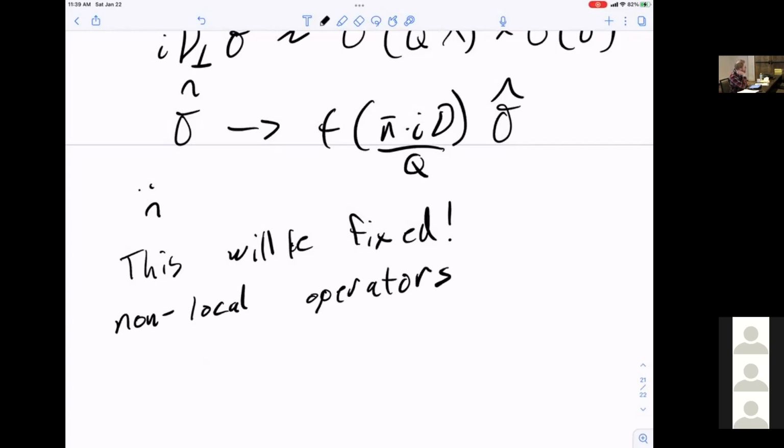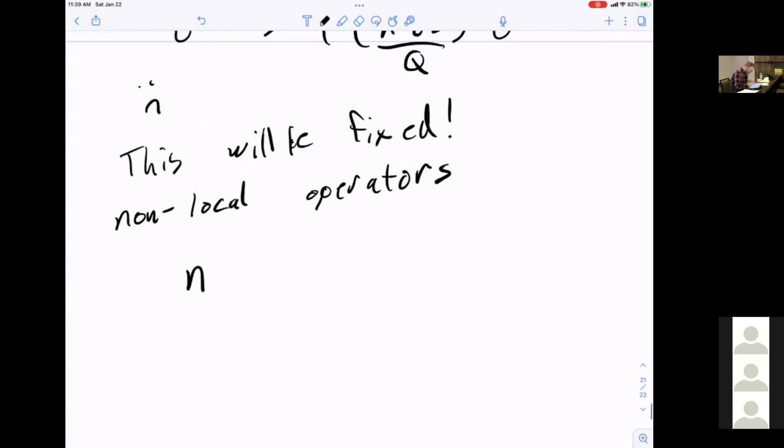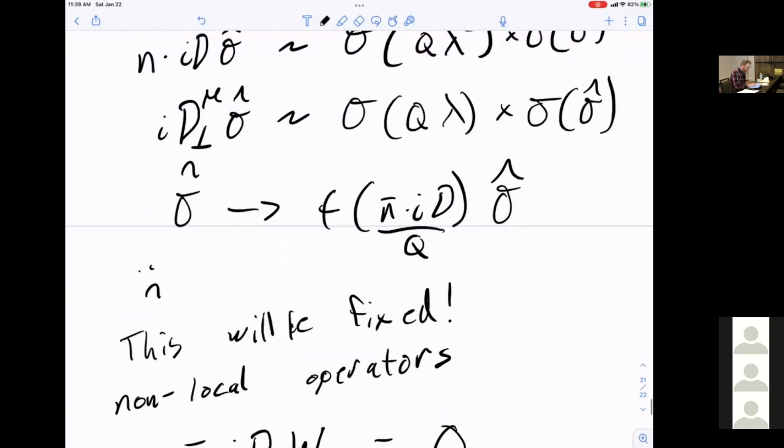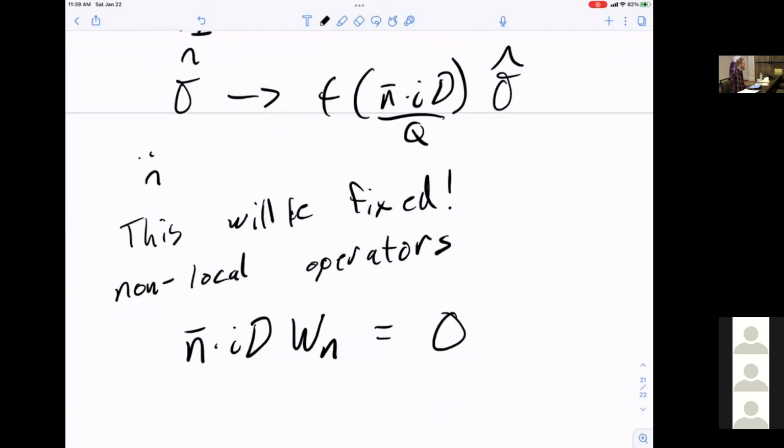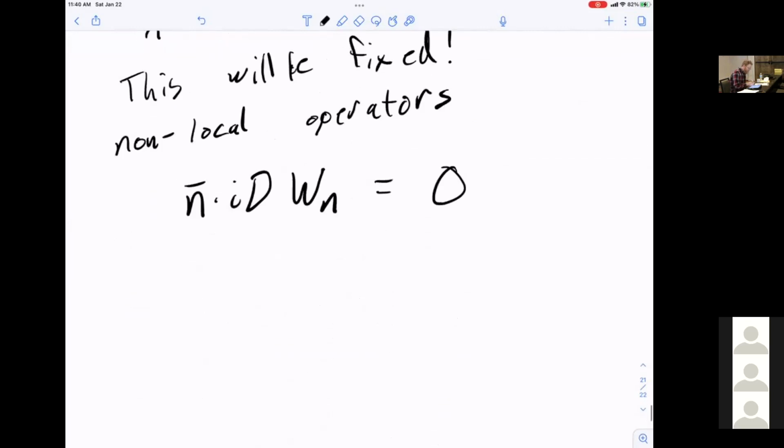This particular derivative is associated with a particular direction. That immediately should bring to mind what our non-local operators are, which is our Wilson lines going off in a particular direction. In particular, there's one Wilson line which I'm going to be most happy with, which I'll call W sub n, that obeys this particular property. When I take its covariant derivative, it's 0 in the direction of n bar. Immediately, if we go back to my discussion of building my non-local invariance, that tells me what this Wn needs to be.